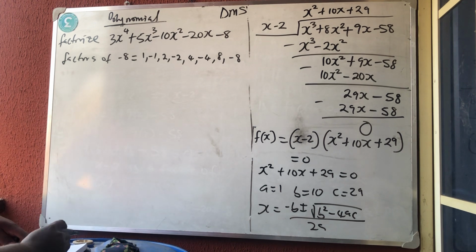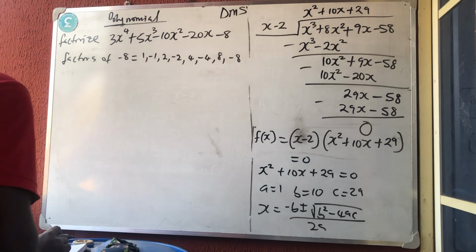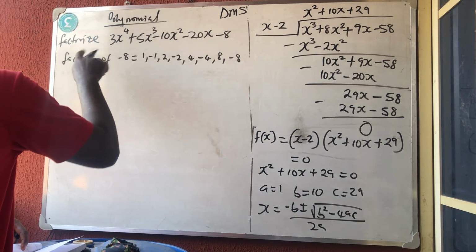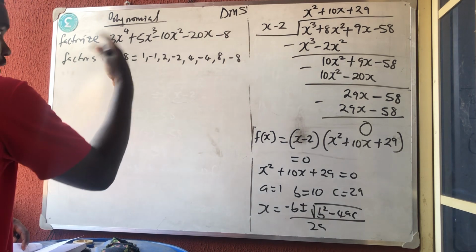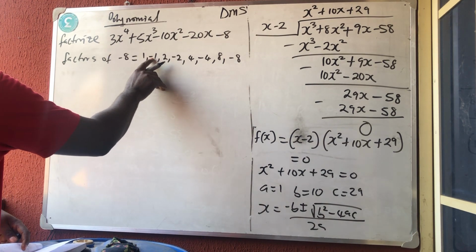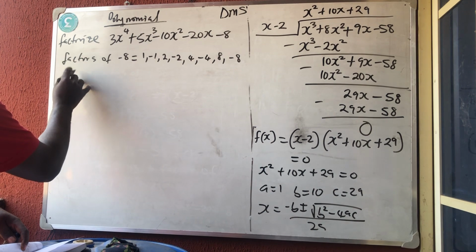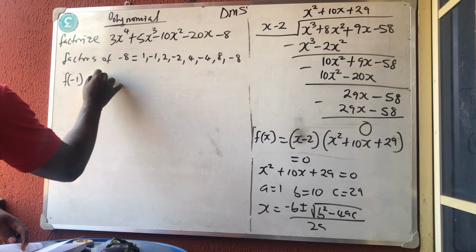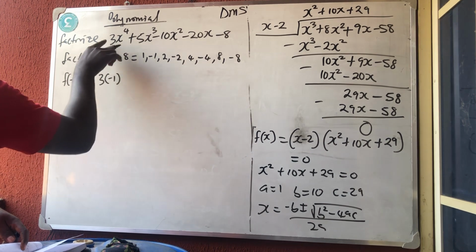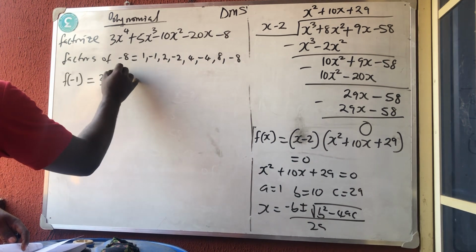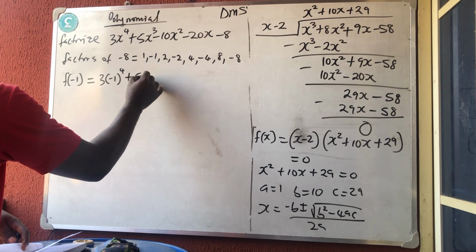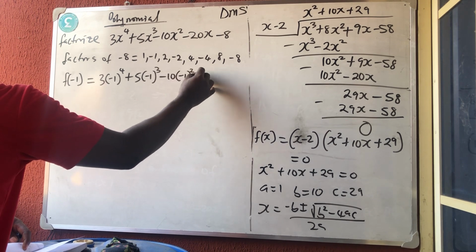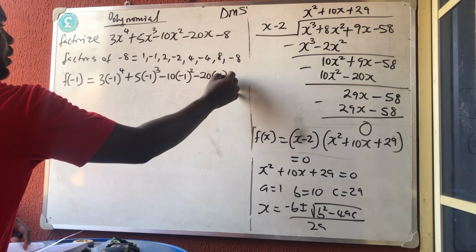So by trial and error method, let's try. I want to use the ones that are applicable, and you can try it by yourself. I know that 1 can give me 0, so let me try 1. f of 1, f of minus 1. Anywhere I see x here, I'll put minus 1. Let f of x be this. So I'm having 3 into minus 1 raised to power 4 plus 5 into minus 1 raised to power 3 minus 10 into minus 1 raised to power 2 minus 20 into minus 1, then minus 8.